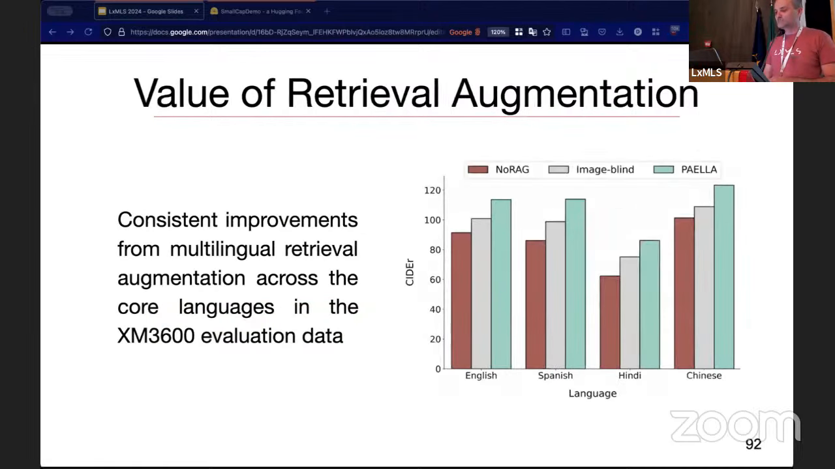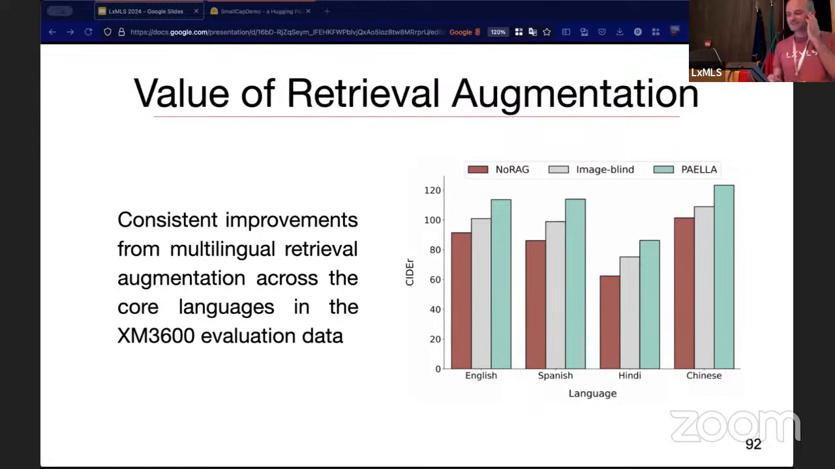We can also investigate the value of the retrieval augmentation component. This is a plot here of the core languages in XM3600. We didn't choose them, the dataset authors chose them. And for English, Spanish, Hindi, and Chinese, the red column is where we have used our model, but it doesn't have retrieval augmentation. And then if we take a variant where the model is image blind, in other words, it's not allowed to cross-attend into the image, it's only allowed to use the retrieved captions, the performance of the model improves, and that's shown there in the gray bar.